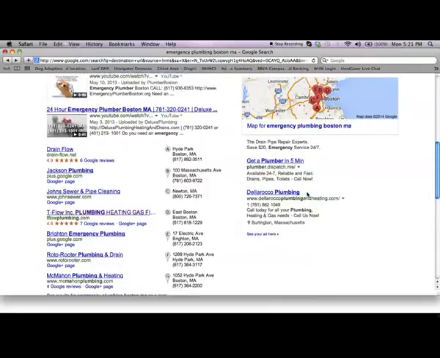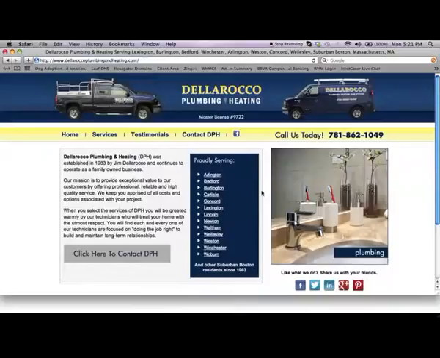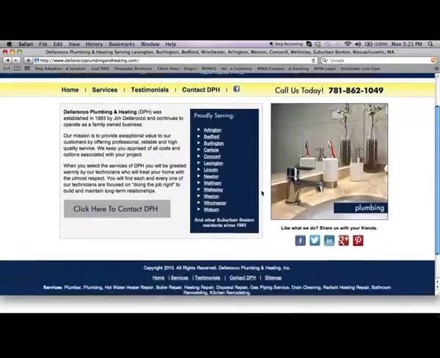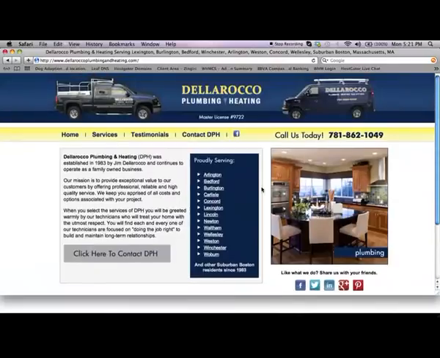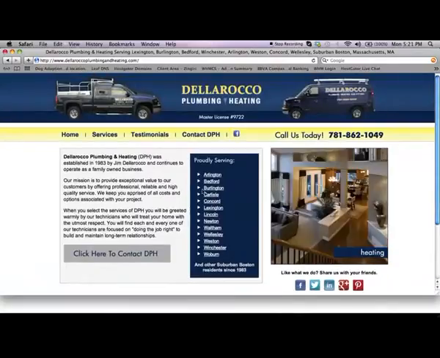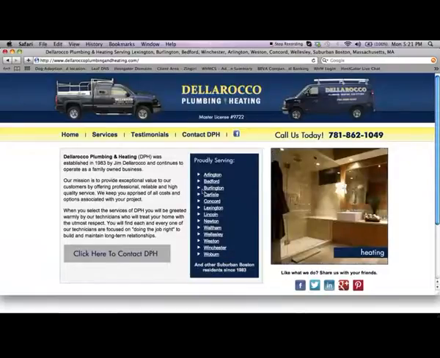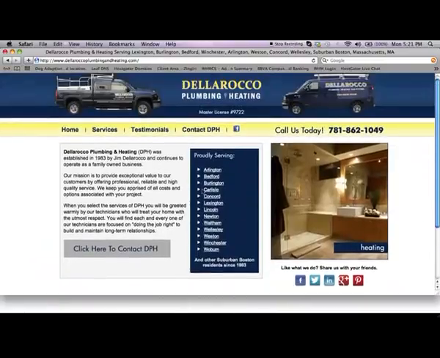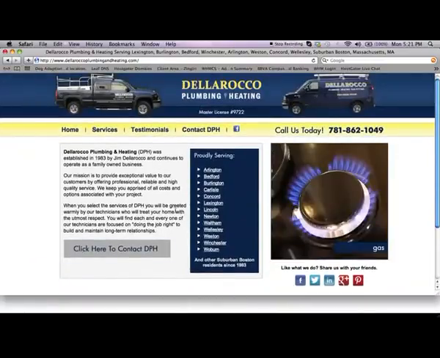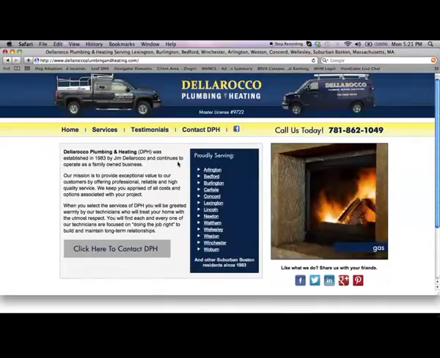Let's try this one. Remember, very, very seldom is a landing page a home page. So this definitely could improve. It should be more specific to the search query, and this isn't.